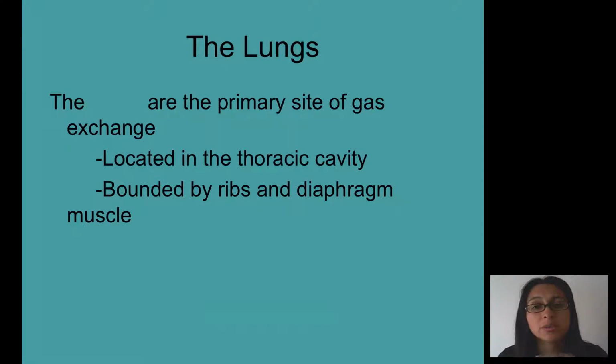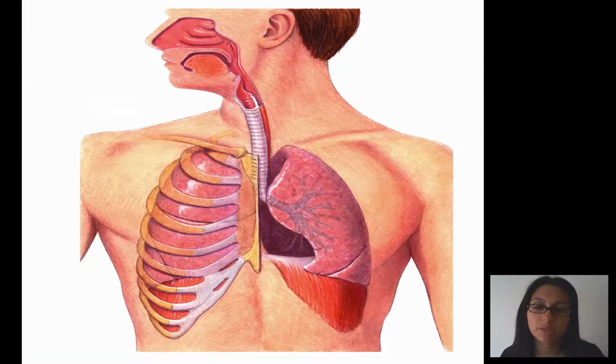Now, the place where this happens is the lungs. The lungs are the primary site of gas exchange, and they're found in the chest region, or the thoracic cavity. You have ribs that surround them. Remember, all the really important organs are protected by bone, so that they're not damaged very easily. So you have ribs that surround the lungs to protect them, and then there's a muscle underneath them, which is called the diaphragm.